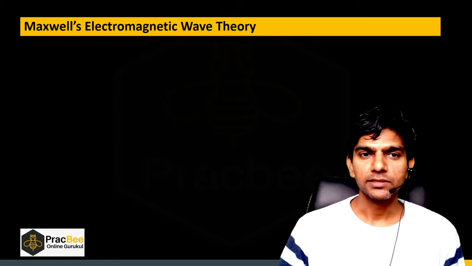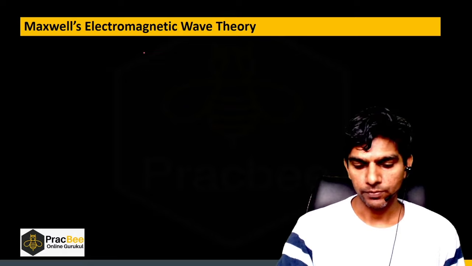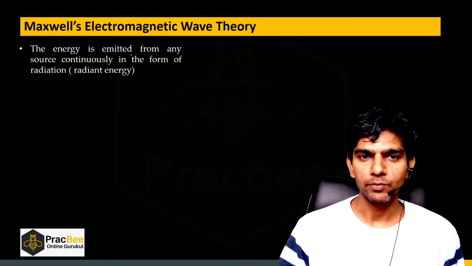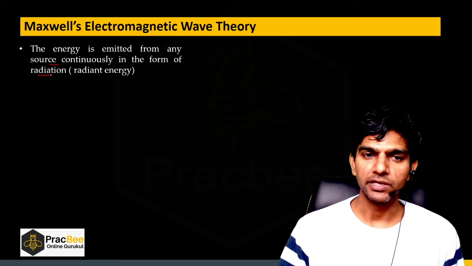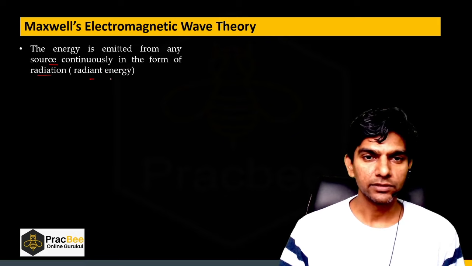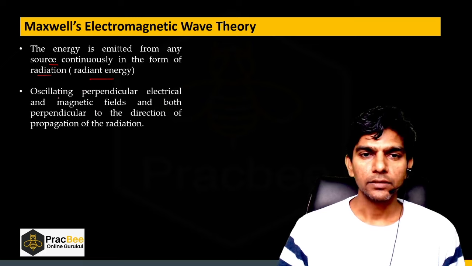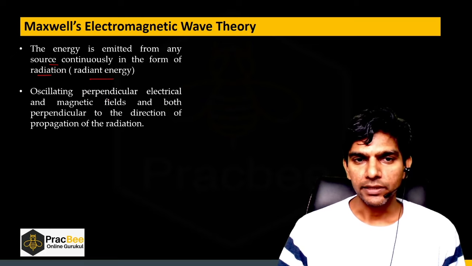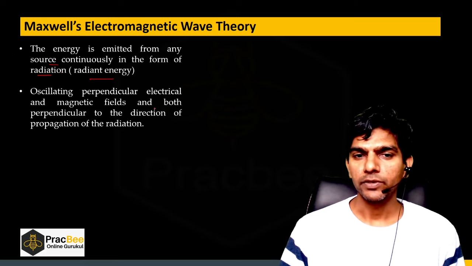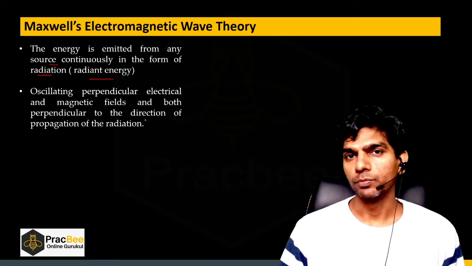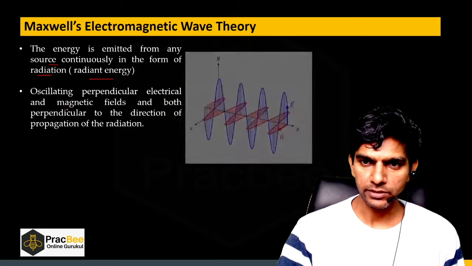The fourth theory is Maxwell's electromagnetic wave theory. According to this theory, energy is emitted from any source continuously in the form of radiation, which is also known as radiant energy. We have an oscillating electric and magnetic field, both perpendicular to each other and to the direction of propagation of the radiation. So let us understand this.